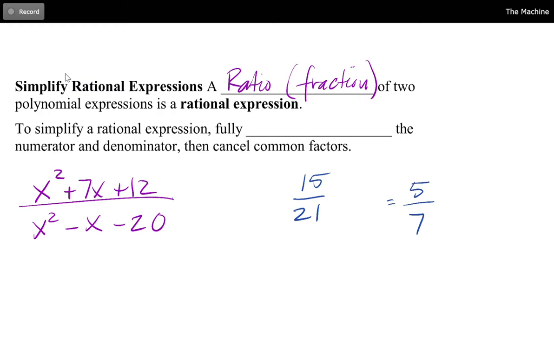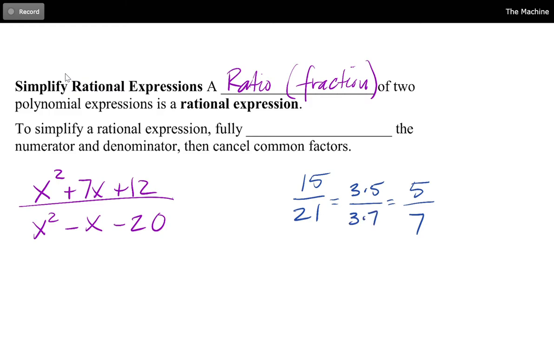But dividing top and bottom by the same number is not really helpful when you're doing algebraic expressions. So really what I want you to focus on is canceling common factors. So let's fully factor 15 and let's fully factor 21. So that would be 3 times 5. And then 21 is 3 times 7.